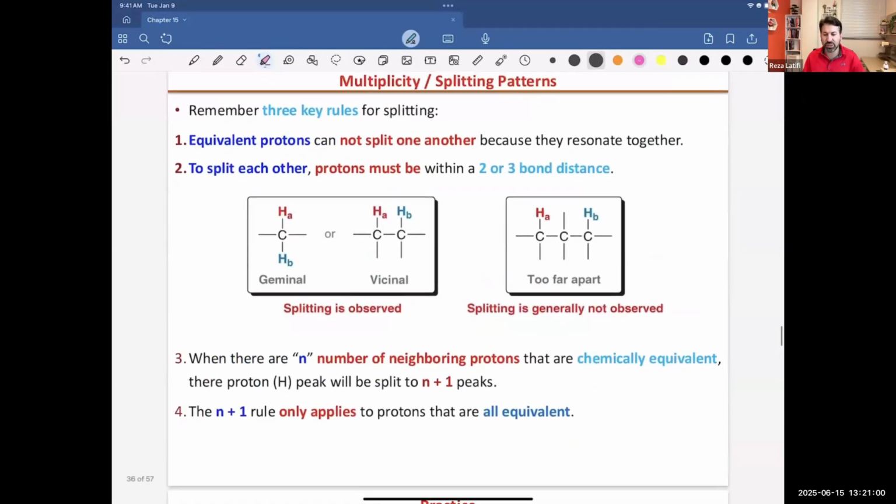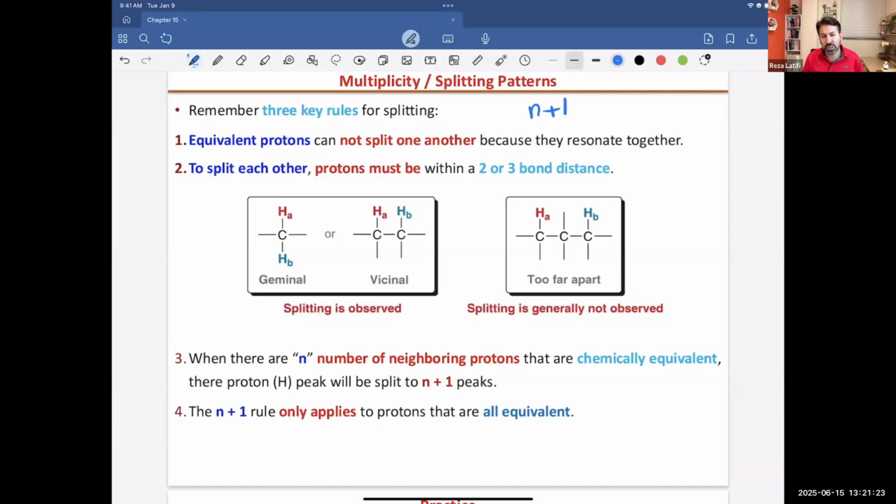How do I figure the number of peaks? There is an easy way, and we use this formula, n plus 1. What's the n? The number of equivalent hydrogen. So if you know the number of equivalent hydrogen, just simply add 1, and that's going to give you the number of splittings that you should get.